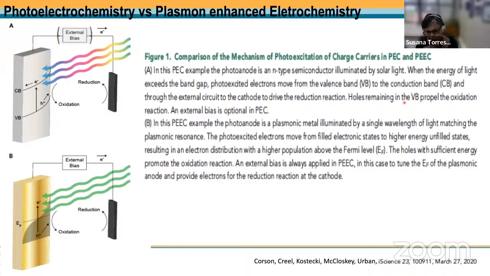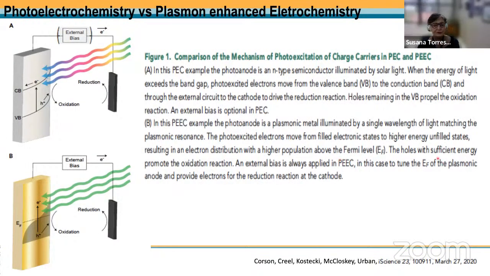When you have the plasmon coupled with electrochemistry, it is different, because the photoanode must be a plasmonic metal that is illuminated by a single wavelength. And this single wavelength of light must match the plasmonic resonance. If this phenomenon doesn't occur, you are not going to have a plasmonic effect. The photoexcited electrons move from the filled electronic state to a higher energy unfilled state, resulting in an electron distribution with a higher population above the Fermi level.